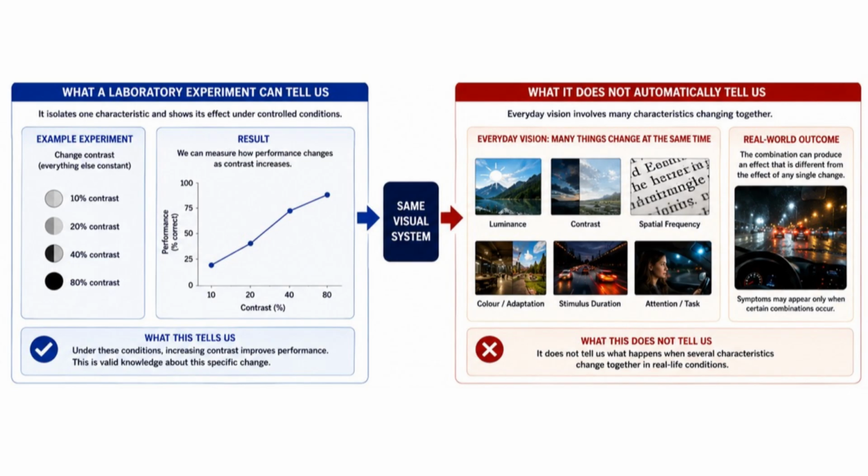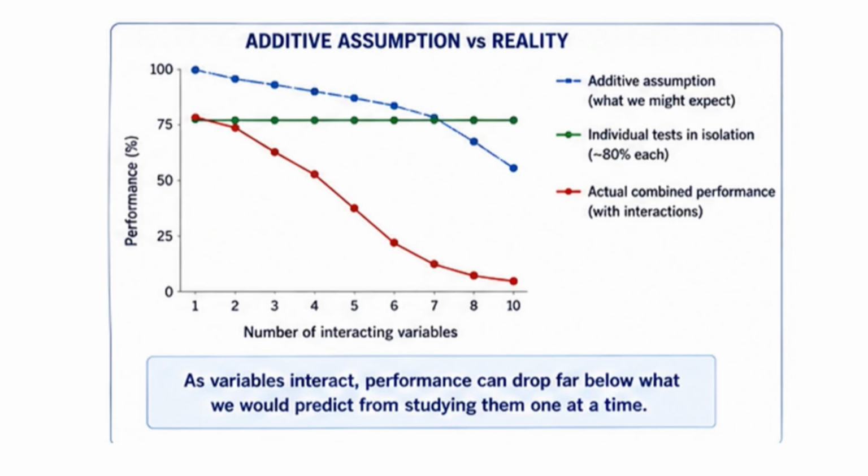That does not make the experiment bad. It defines what the experiment can tell us. A laboratory experiment may establish what happens when one particular stimulus characteristic changes under controlled conditions. It does not automatically establish what happens when several characteristics change together in everyday vision. This is especially important when symptoms occur only under particular combinations of conditions.